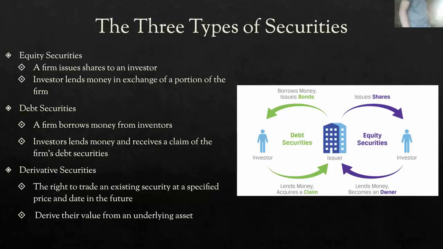And then there are debt securities, where a firm borrows money from an investor, and the investor lends money and receives a claim on the firm's debt. So it works a little differently than equity securities, but you're both owning part of the business. And then derivative securities is the right to trade an existing security at a specified price and date in the future. These usually derive their value from an underlying asset or some kind of underlying equity.